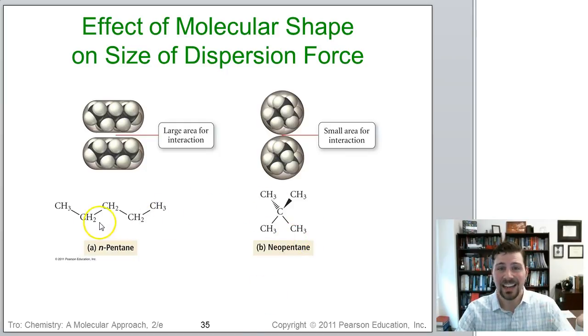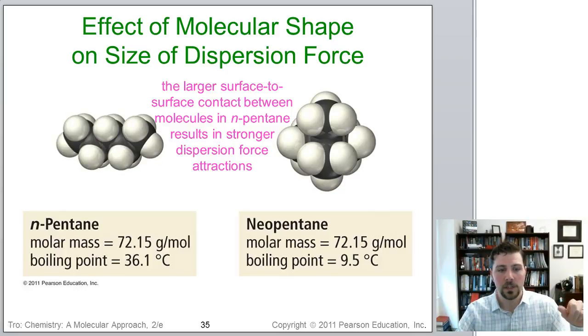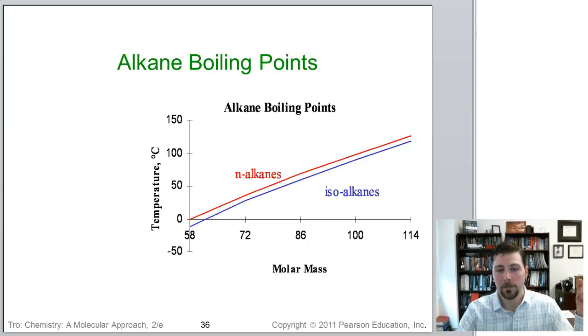Even though they have the exact same molar mass and same number of electrons, this one that's in a long chain situation has a greater surface area and therefore a greater dispersion force than the neopentane does, and so n-pentane should have a larger intermolecular force. So we predict its boiling point should be higher, indeed 36.1 compared to 9.5. And we can explain that based upon the dispersion force.